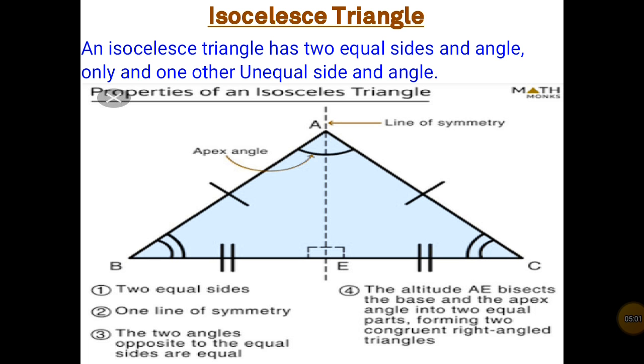Number 4, the altitude AE bisects the base and the apex angle into two equal parts. So you can see the altitude AE where the line of symmetry is passing. You see that it bisects it into two equal parts, forming two congruent right angle triangles. That is, it forms two equal right angle triangles. That's the meaning of congruent on that slide.